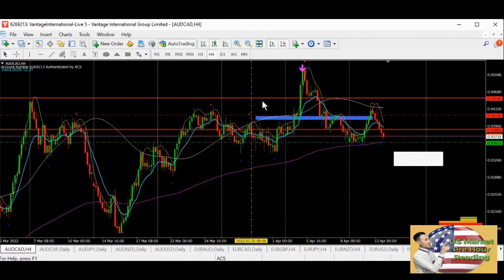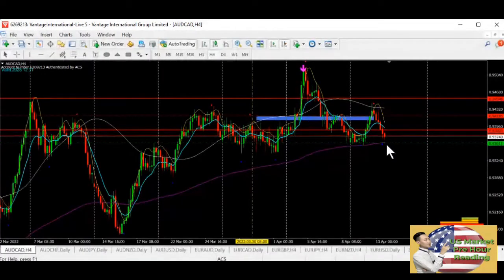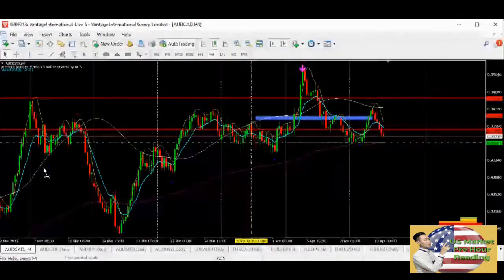So we can pay attention to this Aussie CAD for later on or tomorrow. Maybe it will have a good selling opportunity for us. But currently, I will just give this a miss. Alright, so next, I will be going to Aussie franc.